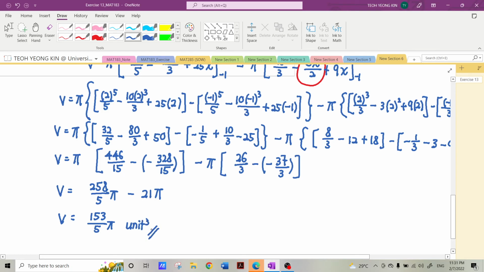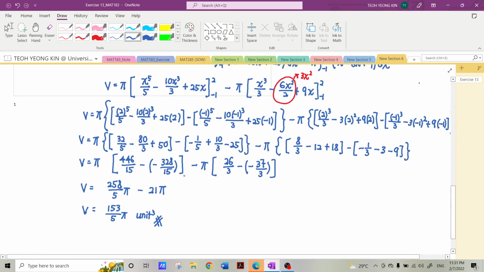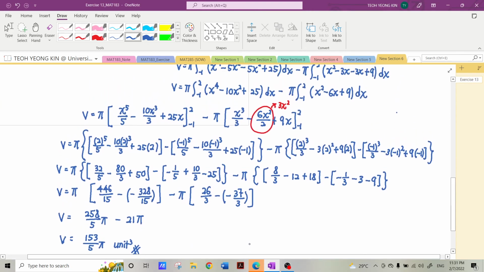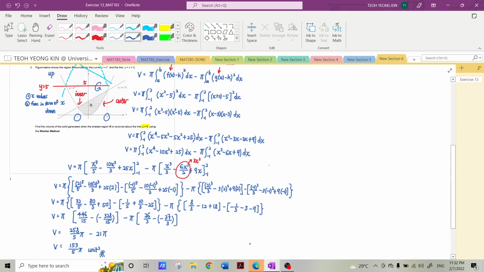cube. So this is the answer for exercise 13, question number 2, where our outer function is x squared minus 5, is x squared, and our inner function is x plus 2. So this is the washer method, involving two functions. One is fx, one is gx. So for the function which uses the y value and the function in terms of y, you can find the question and try to solve it from the exercises.